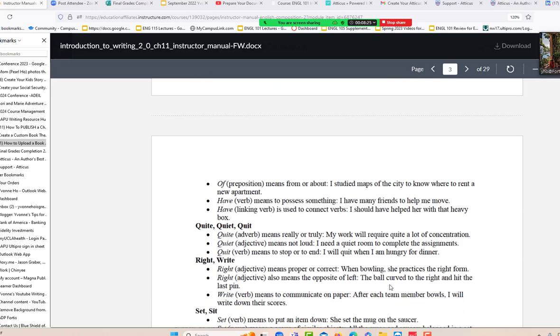Of and have. Of, preposition. I studied maps of the city to know where to rent a new apartment. Have means to possess something. I have many friends to help me move. Have, linking verb, is used to connect verbs. I should have helped her with that heavy box.